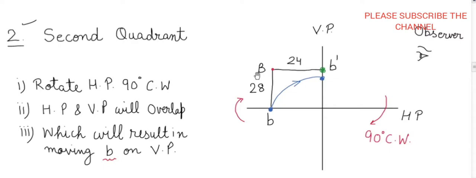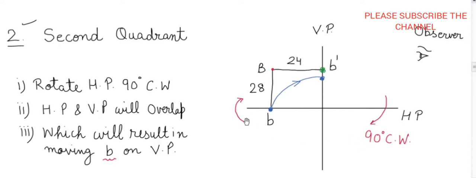So the front view is projected on VP. This green color shows the front view, small b dash. Because the point is lying 28 mm above HP, this 28 mm distance is projected right on the VP. From this point to the green point is the 28 mm distance, which will not get disturbed because we are keeping VP stationary. Again, we apply the same principle: rotate the HP 90° clockwise.